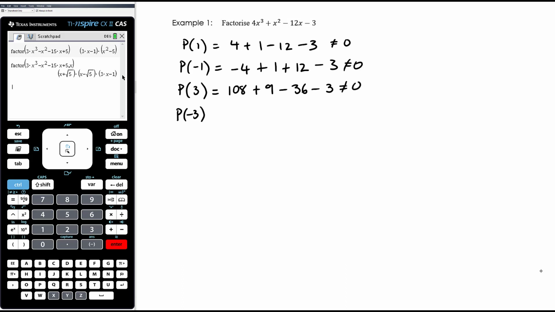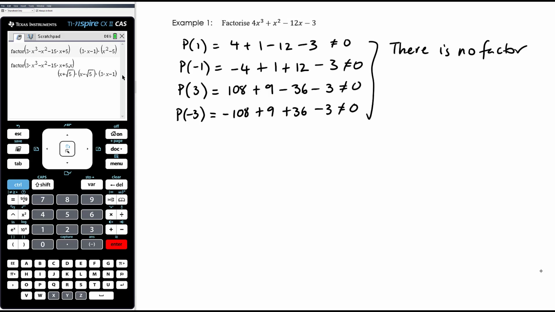And p of negative 3. So this is the other thing you need to get good at: if you've subbed in 3, it's not a lot of extra work to sub in negative 3. So just think about what will change. This will still give a value of 108, but cubing a negative is negative, so it'll be negative 108. Squaring a negative stays positive, so that term's going to be the same. Negative 12 times negative 3 is going to be positive 36, and that's not going to change at all. And again, the positives there definitely don't outweigh the negatives. So this tells us that there is no factor of the form x minus k, where k is an integer.